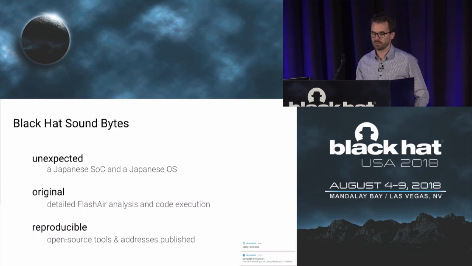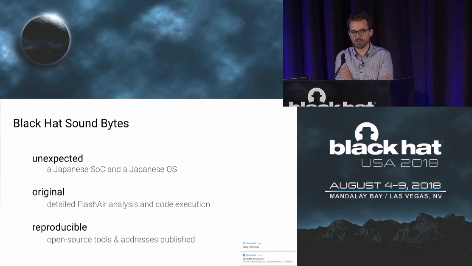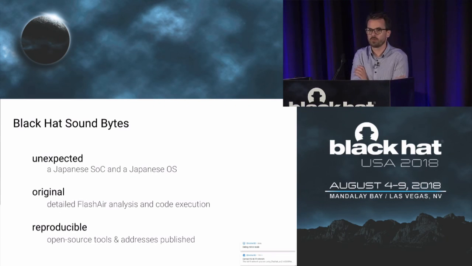So I will conclude with three words. First one is unexpected. When I started this project in 2015, I believed that the card would run Linux on ARM. It was a bit different. It was uITRON from Toshiba on MeP from Toshiba. Next keyword is original. This is the first time that native code execution is described on a FlashAir. And moreover, this project is likely a perfect example of a complex analysis of an embedded system. And finally, it's really important to me, reproducible.